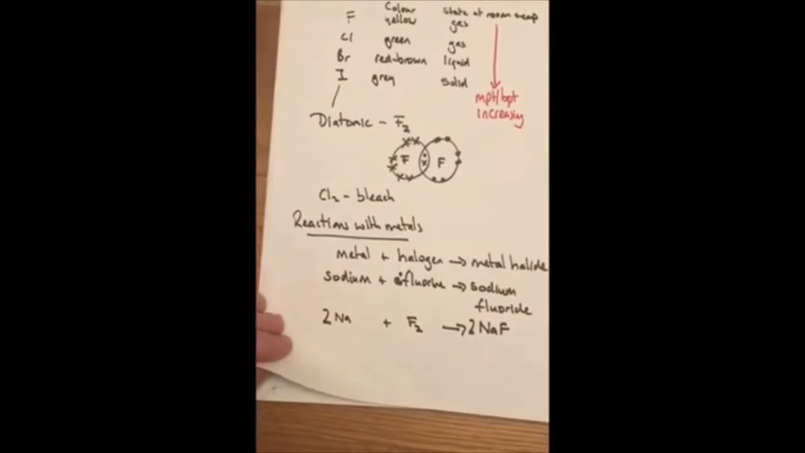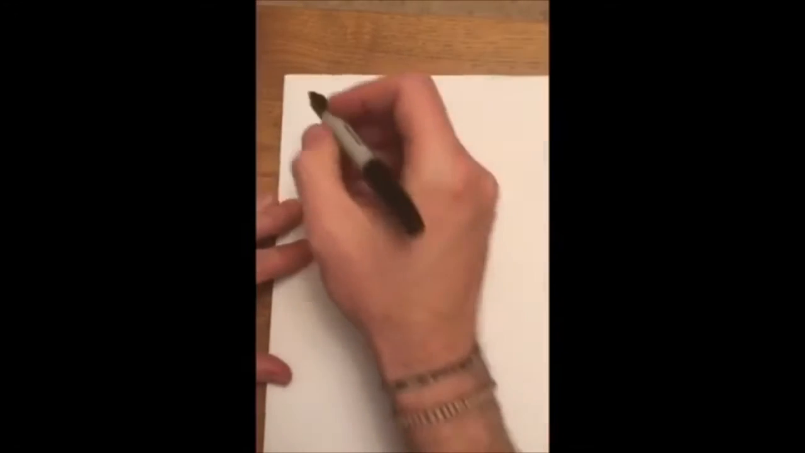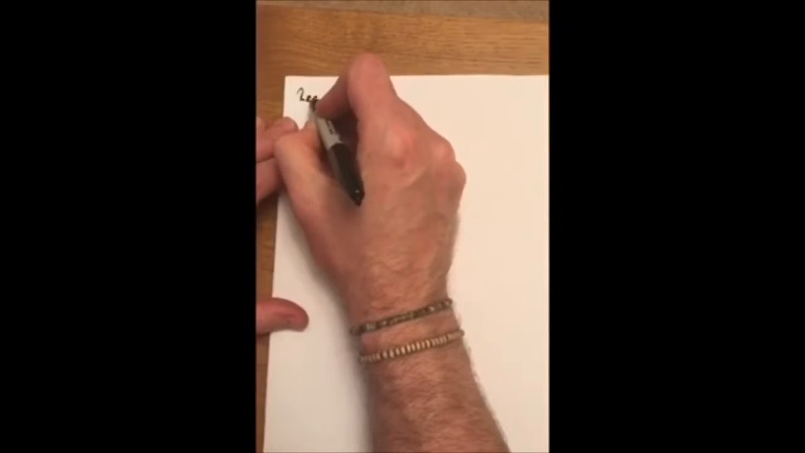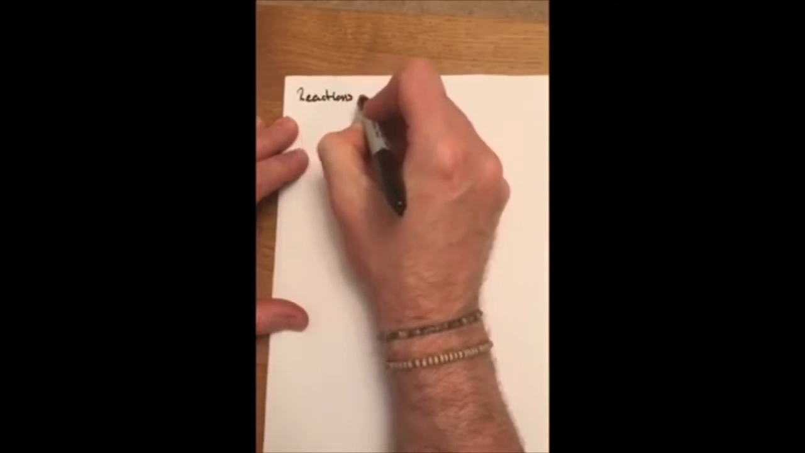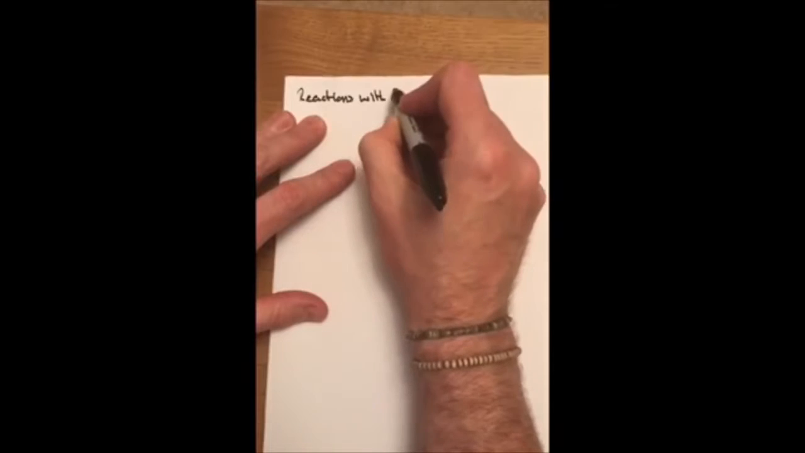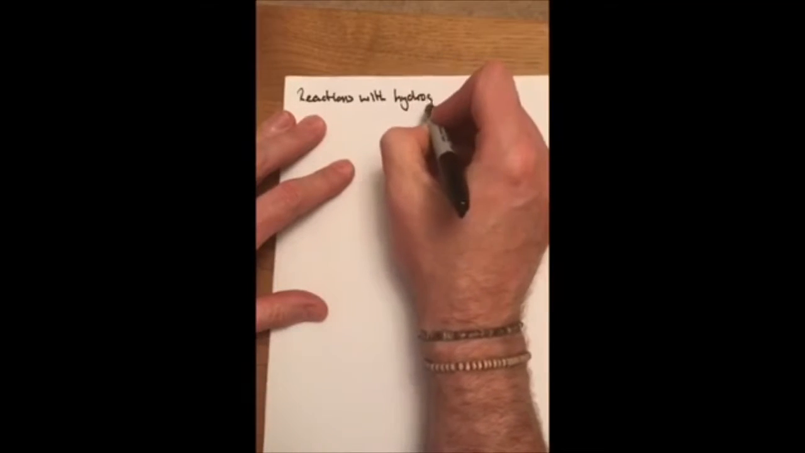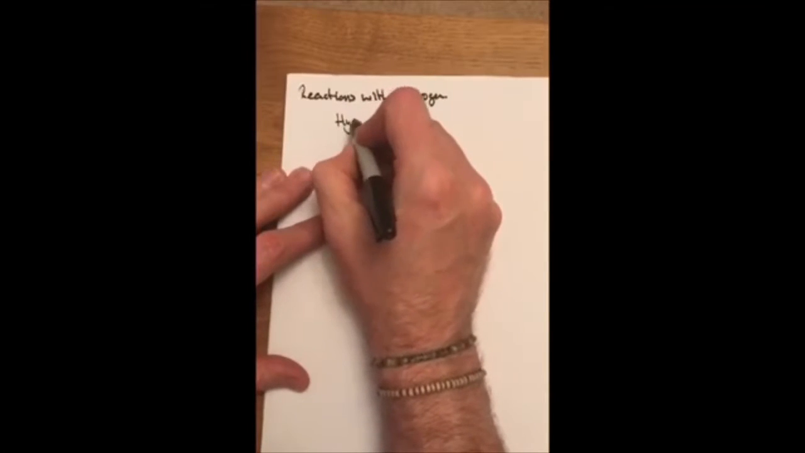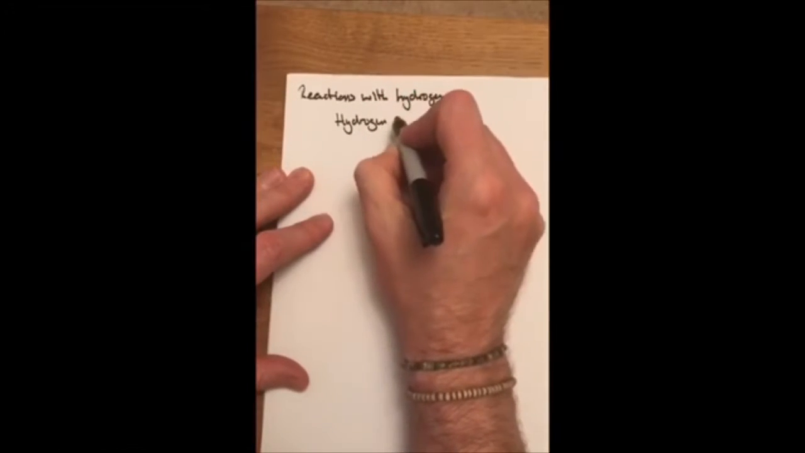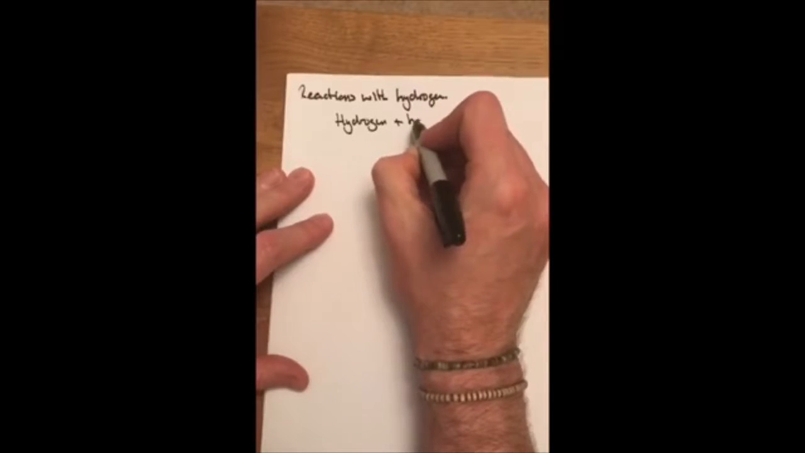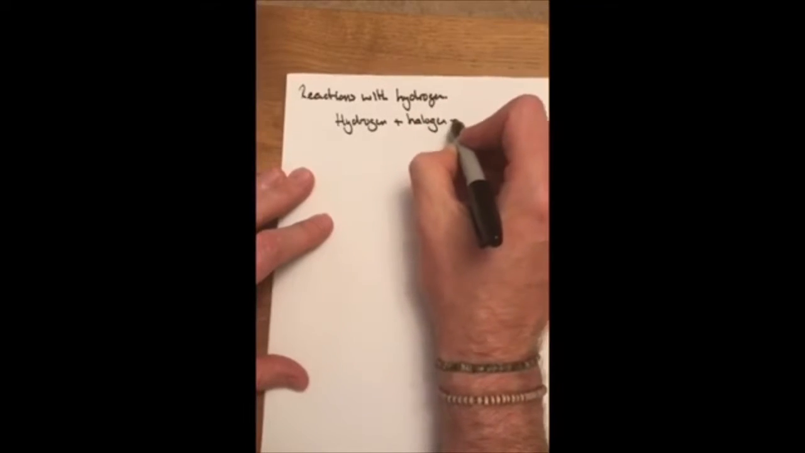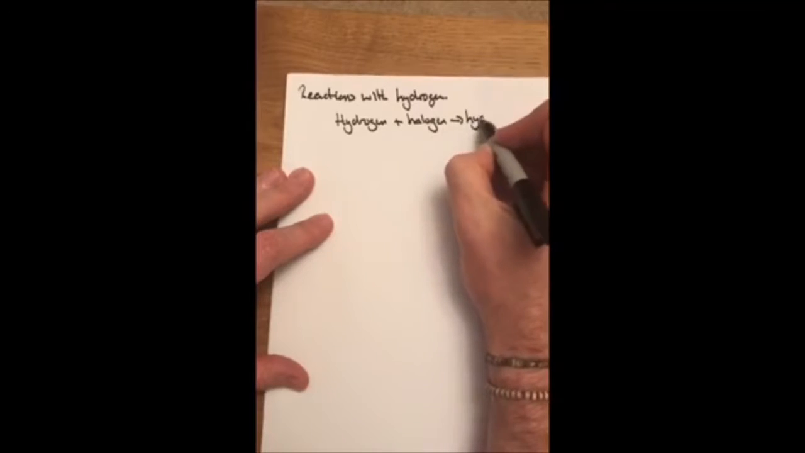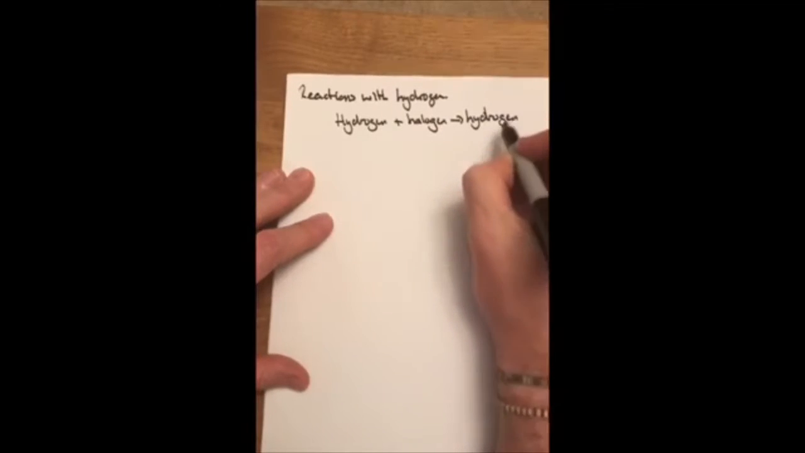Other reactions that we need to know, so let's swap my sheet. We need to understand the reactions with hydrogen. So here we have got reactions with hydrogen. We're going to react these with hydrogen. Let's do a general equation first. So we have got hydrogen plus the halogen, and it forms a hydrogen halide.